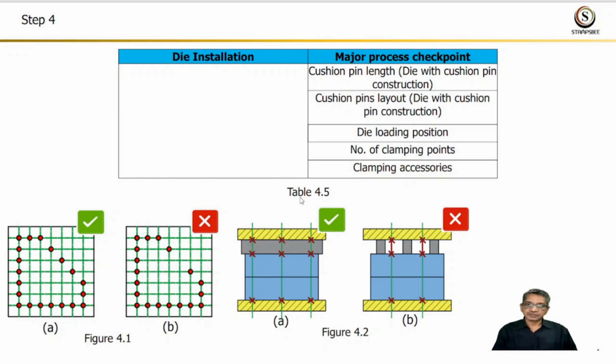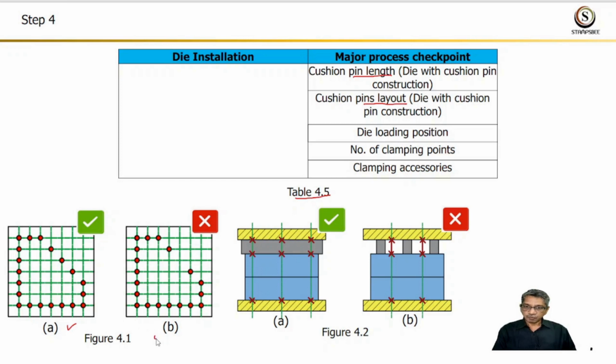Process step 4 is die installation. Table 4.5 shows the major process checkpoints such as cushion pin length. It should be maintained within plus minus 0.5 mm with respect to the specification. Next point is cushion pin layout. It should be maintained as per the specification provided by the die designer. Figure 4.1a shows the specification provided by the die designer.